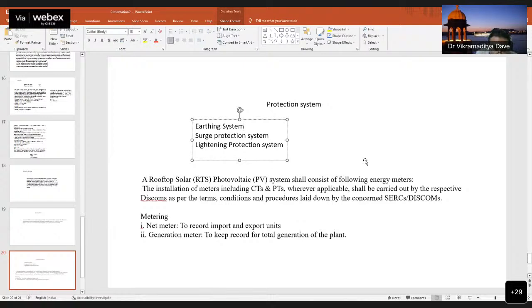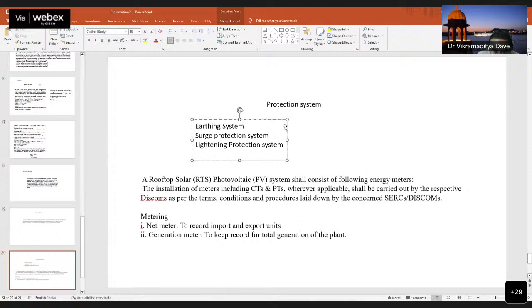Then the surge protection system. This is very important, and recently it caused one such incident in our college also. These surges are nothing but voltage impulses of a few milliseconds. Okay, if they enter your system either through the grid or any other medium, they may destroy the whole system.